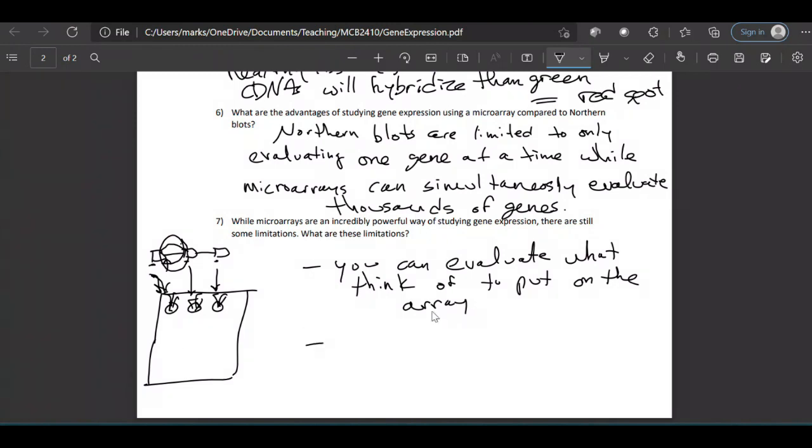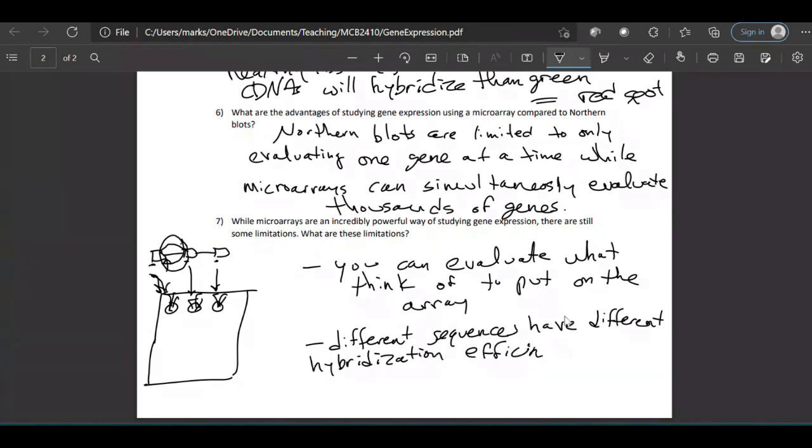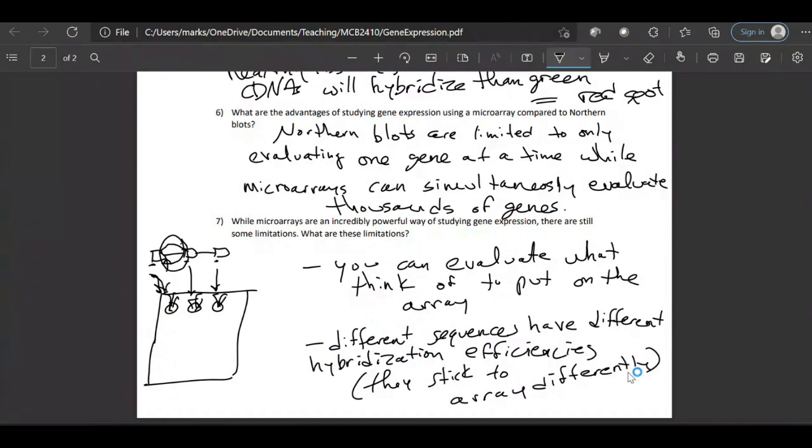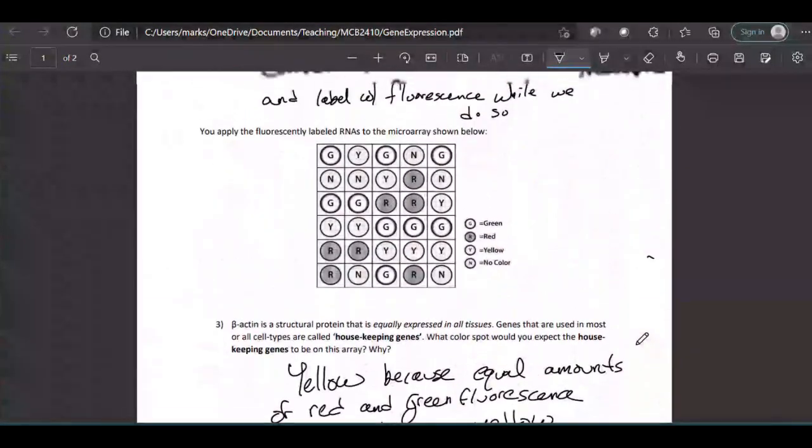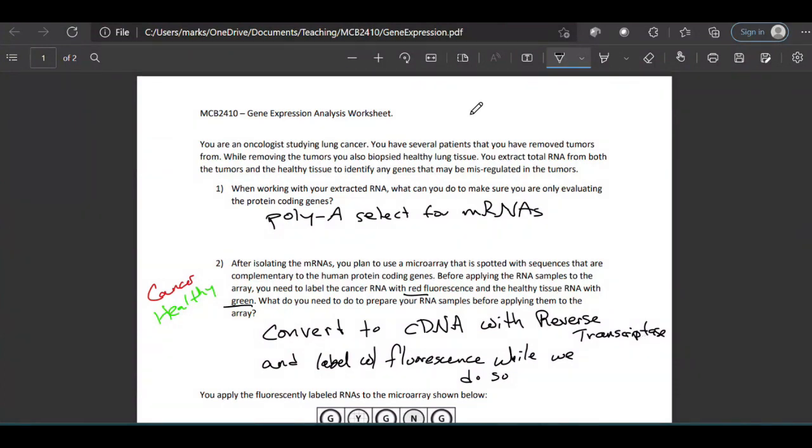And then the last thing is kind of a technical thing, which is that different sequences have what are called different hybridization efficiencies, which just means they stick to the array differently. And so you could get results that aren't actually true. So you always have to do some experiments to follow up with a microarray experiment to validate that yes, the expression differences you have on your microarray are actually real expression differences. Okay, and then the last step of doing expression analysis is RNA-seq, which will be done on a different worksheet.